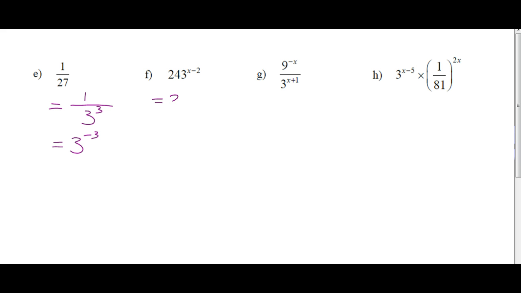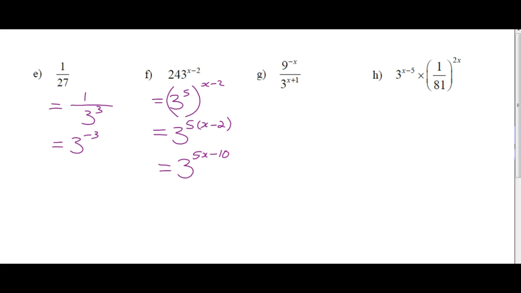So 243 is 3 to the 5th to the x minus 2, which is 3 to the 5 times x minus 2. So make sure when you're doing this that you multiply both of them, right? That's really the key to this stuff here, is that you don't get like 5x minus 2. That's what a lot of people will do here, is just go, oh, it's 5x minus 2. And it's really 5x minus 10. Okay, so it's 3 to the 5x minus 10.